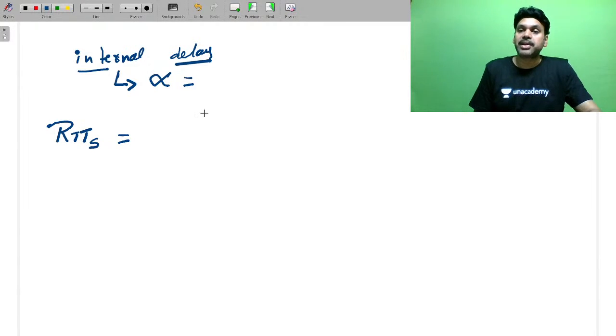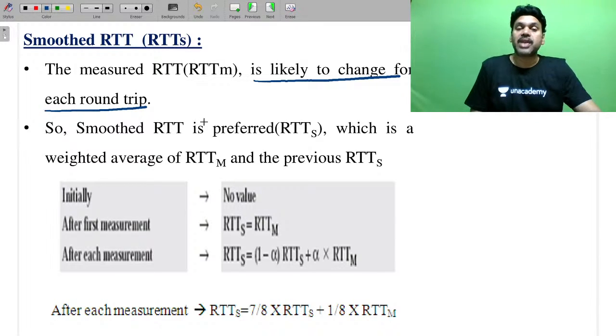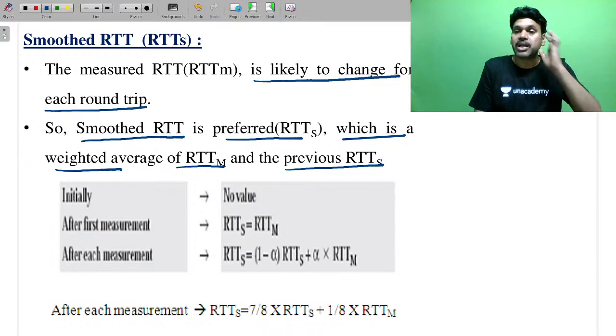So what is a smoothed RTT? Now I can give an equation like this, with alpha. The RTT M, that is the measured RTT, is likely to change for each round trip time, because of internal delay, and I cannot guarantee otherwise. So smoothed RTT is preferred, which is a weighted average of the measured RTT and the previous RTTs. So what is the meaning of this point?